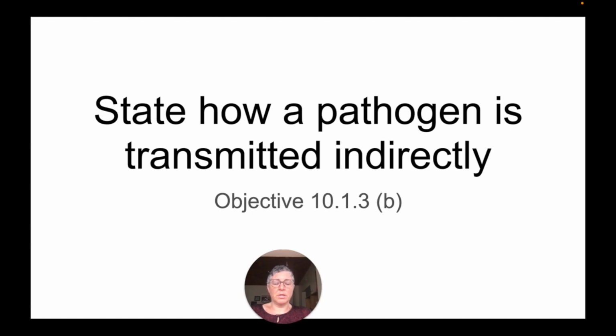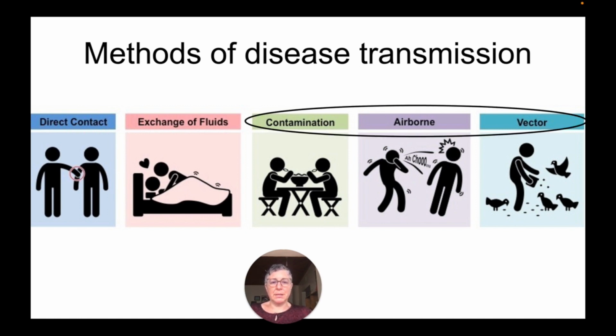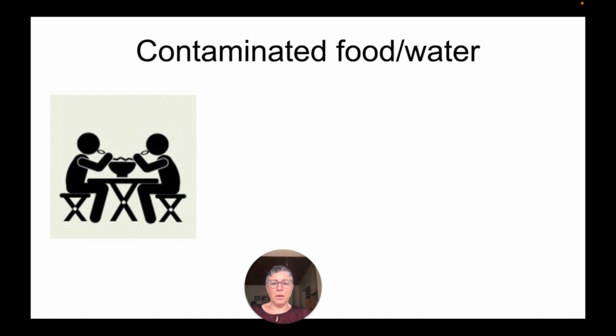This video covers the IGCSE Biology Objective 10.1.3b on the 2025 CAIE syllabus to state how a pathogen is transmitted indirectly. So we're going to take a look at the other three examples of disease transmission, that is contamination, airborne, and vectors. So we'll first tackle contaminated food and water.